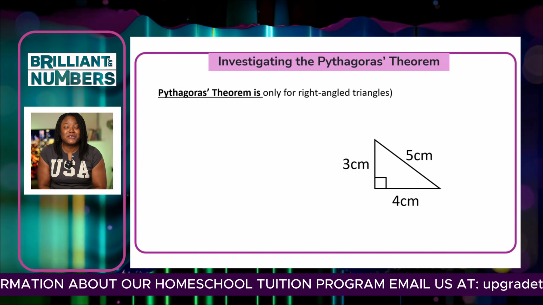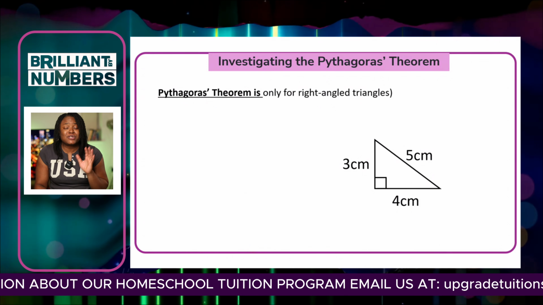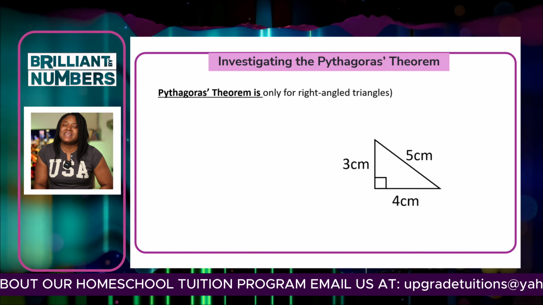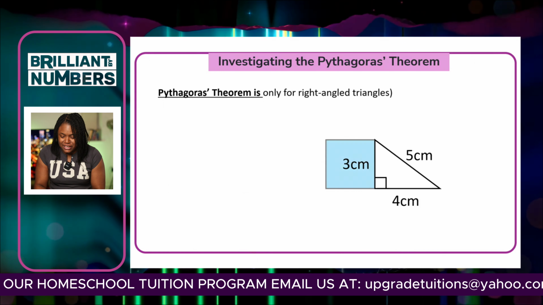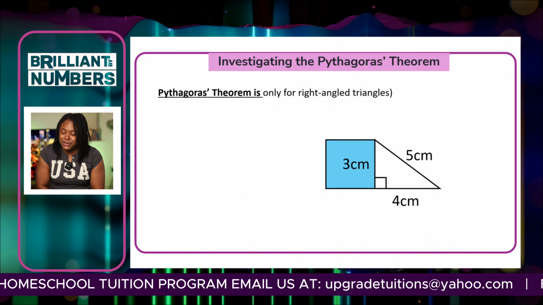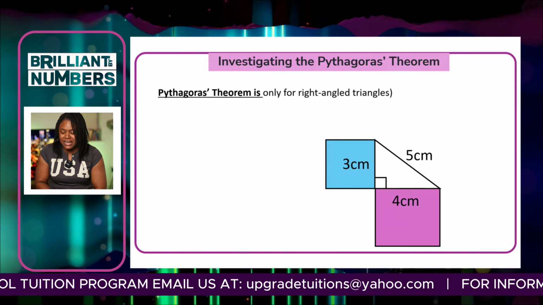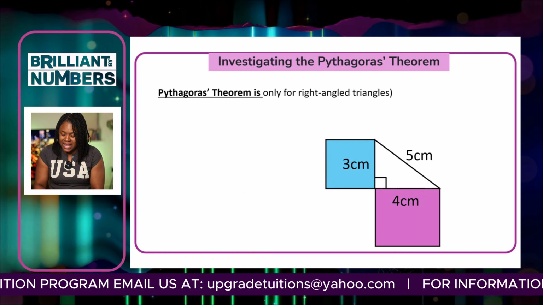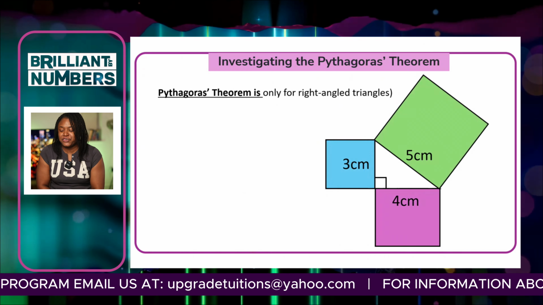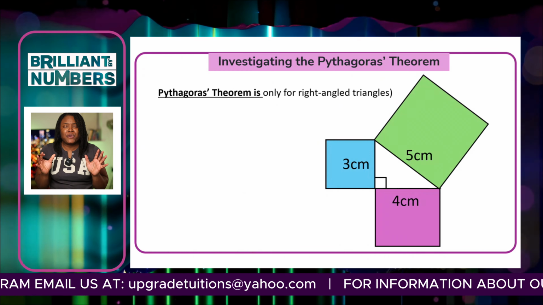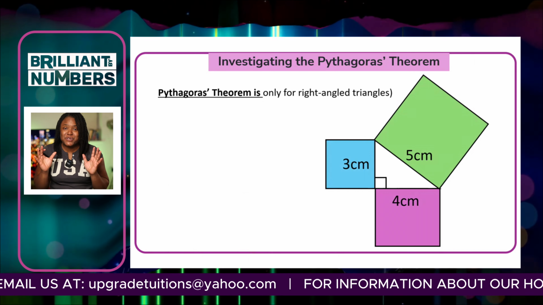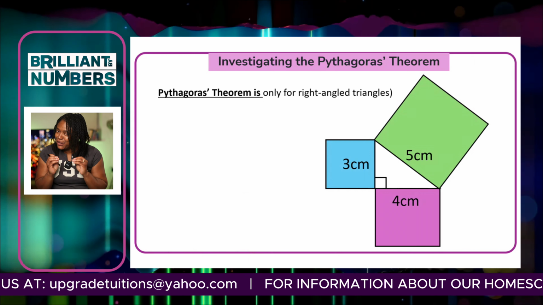So here is what we're going to do. We're going to draw some squares from all 3 sides of the triangle. So let's go. I'll color the first one in blue. So the side there is 3 for that square. For the next one in purple, and for the other side is green. Now we know that all the sides of a square are equal.